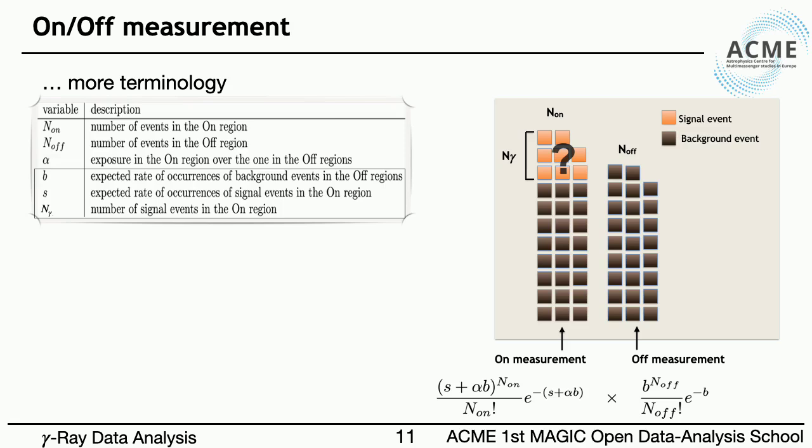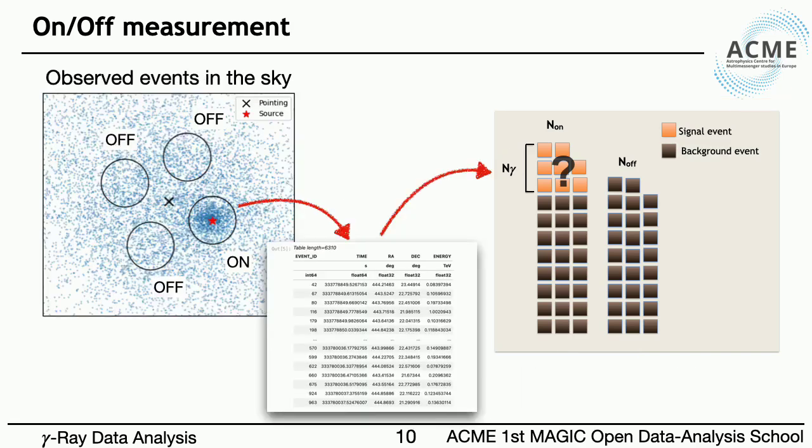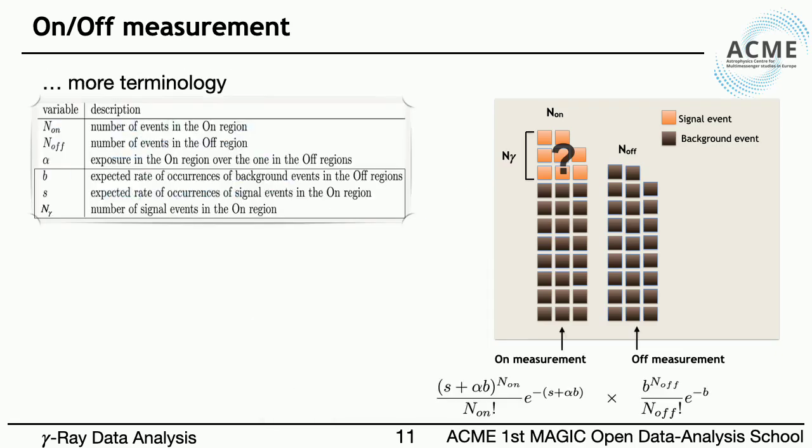So we have n on, which is the number of observed events in the on region. N off instead is the number of observed events in the off region, which is usually bigger than the number of on events. That's because, as I showed you before, we have more off region relative to the on region. And then it's also important to take into account this scaling factor alpha, which is needed because, as I just said, the on and off regions may have different sizes or exposures.